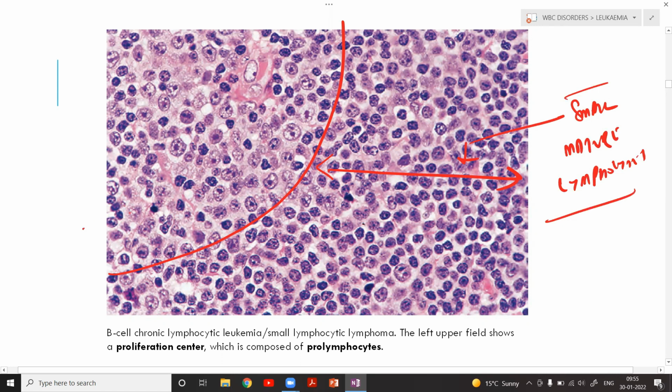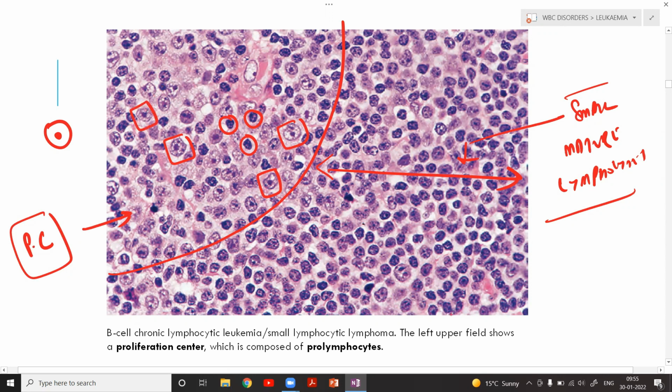And this is the area which is the proliferation center, the area of active proliferation of the cells. If you see over here, some small mature lymphocytes can be seen. But majorly, you have cells with a clear cytoplasm and a very prominent central nucleus. Yes or no? Can you appreciate? These cells are actually the pro-lymphocytes, which form the major amount of the proliferation center.